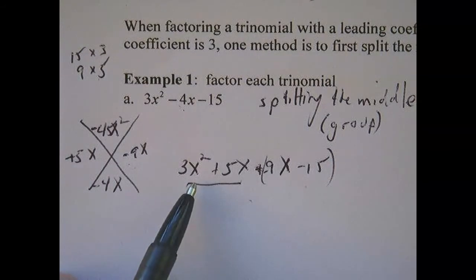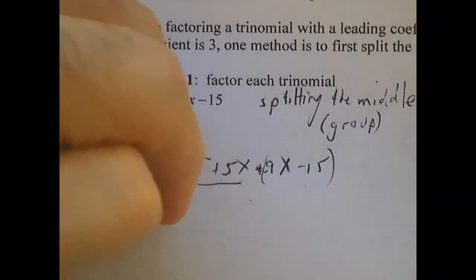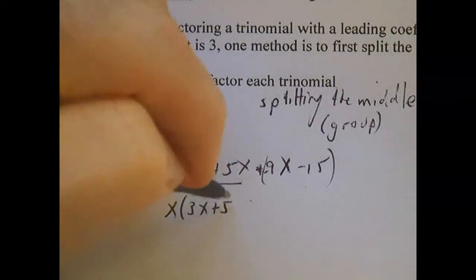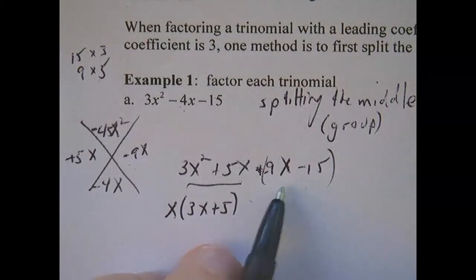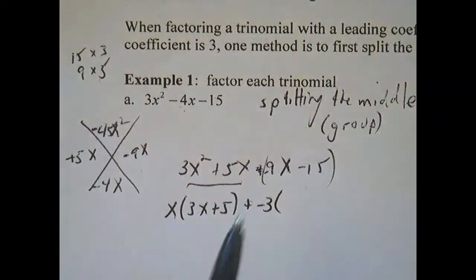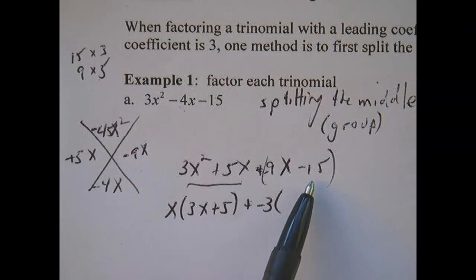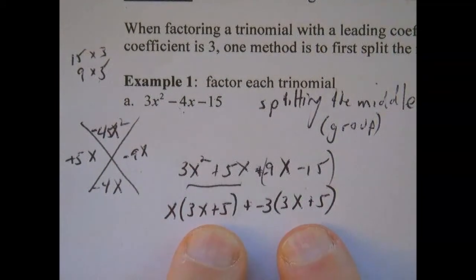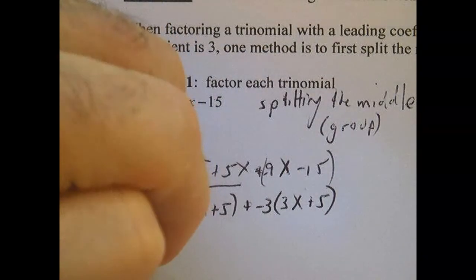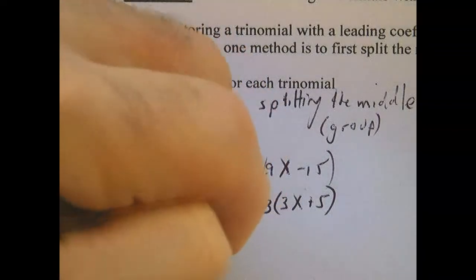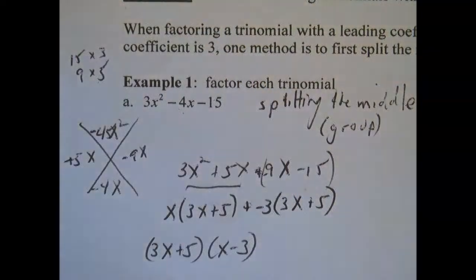In the first group, the common factor is x, so I'm going to take out an x times 3x plus 5. In the second group, the common factor looks like it's a negative 3, so I'm going to take out a negative 3, and that would be times 3x plus 5. Well, that's the same thing. That's good. That's what we want, right, when we factor by grouping. The common factor of 3x plus 5 comes out in front, 3x plus 5, and x plus negative 3, or x minus 3, is the other term.